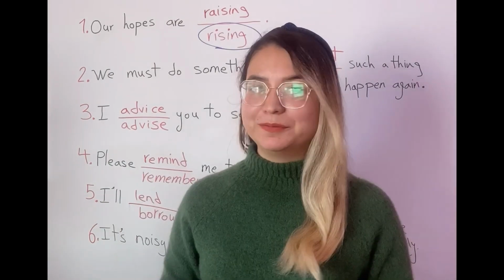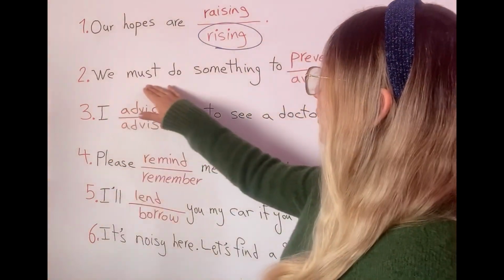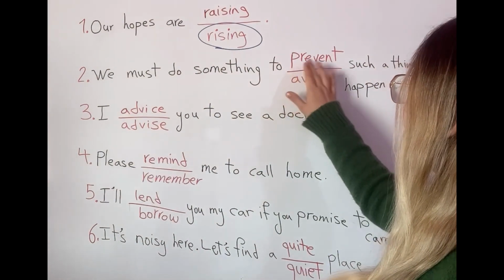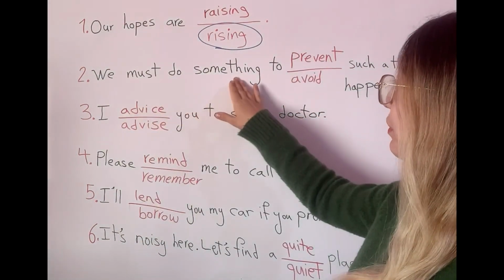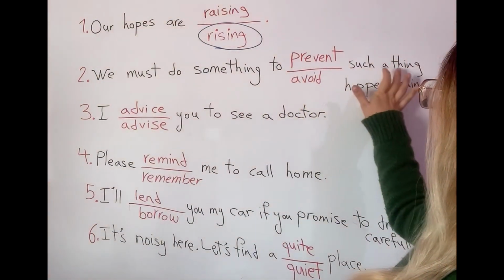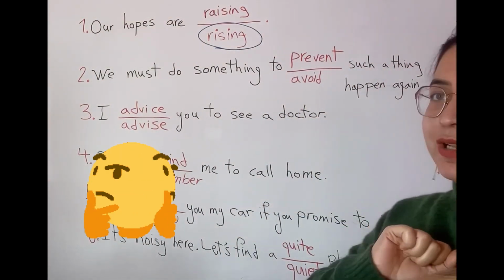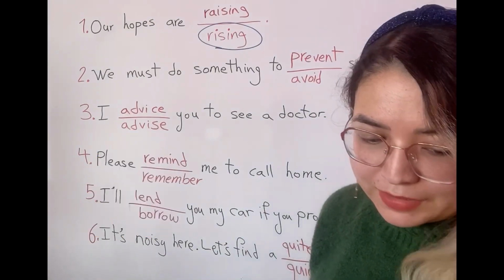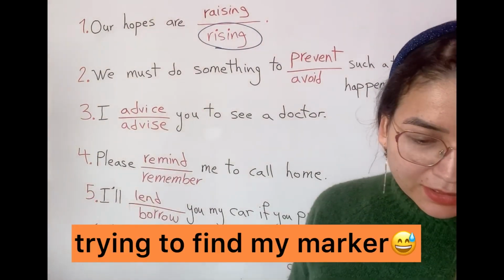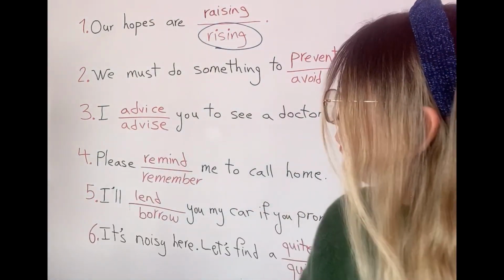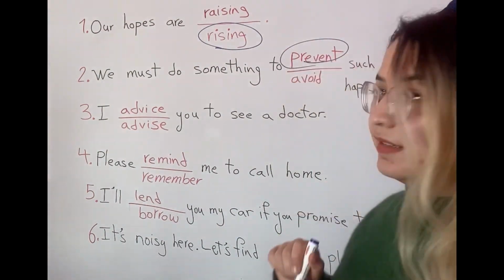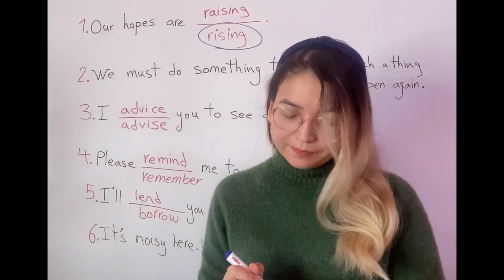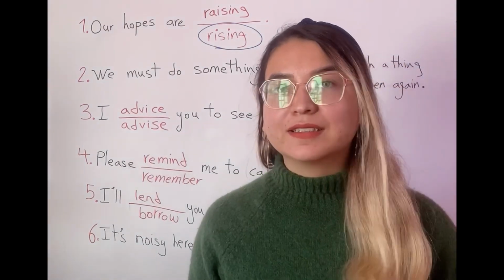Now, number 2. Do we say we must do something to prevent such a thing happen again? Or we must do something to avoid such a thing happen again? What's the answer? We say we must do something to prevent such a thing happen again. Yes? Do you know why? Let's look at their meanings.